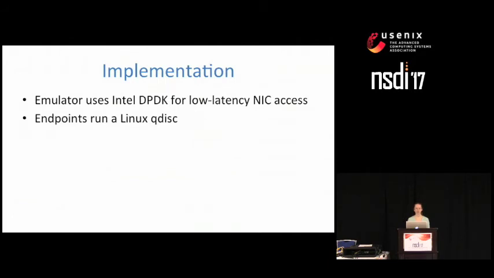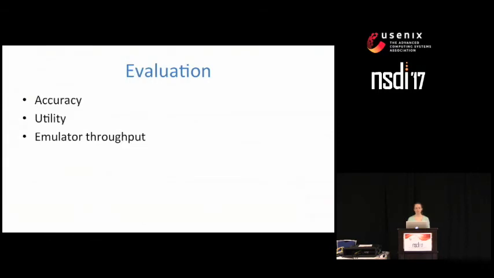We implemented Flexplane by extending FastPass. The emulator is implemented using Intel DPDK for low latency access to NICs from user space. Support for Flexplane at the endpoints is implemented in a Linux kernel module, which functions as a Linux queuing discipline. We conducted experiments with Flexplane on a single rack of machines in Facebook's data center network. One server was set aside to run the emulator.